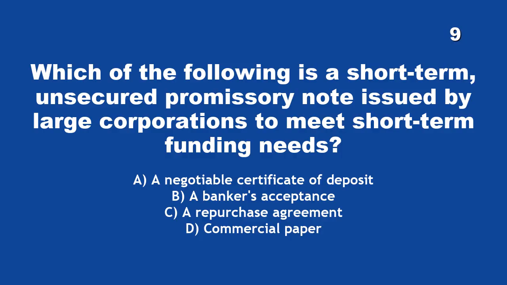Which of the following is a short-term, unsecured promissory note issued by large corporations to meet short-term funding needs? Option A, a negotiable certificate of deposit. Option B, a banker's acceptance. Option C, a repurchase agreement. Option D, commercial paper. The correct answer is D, commercial paper.